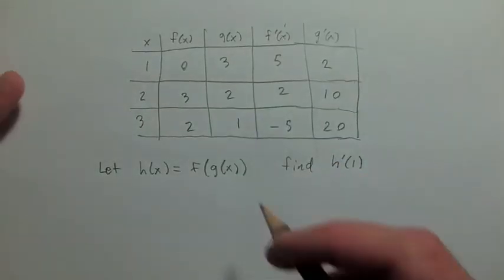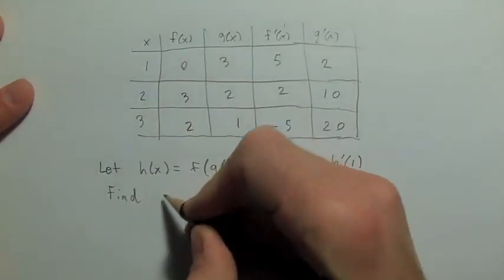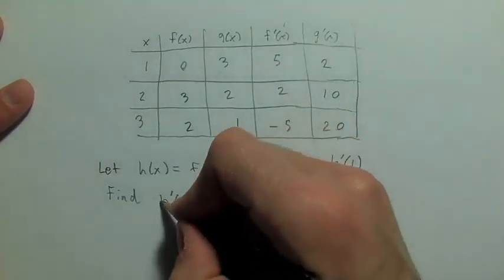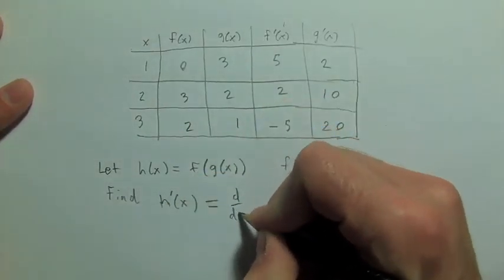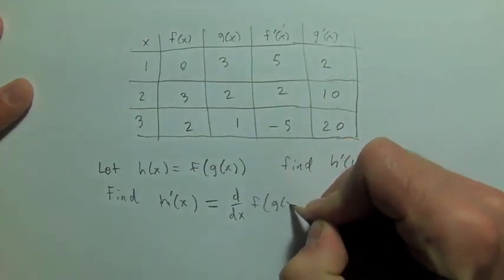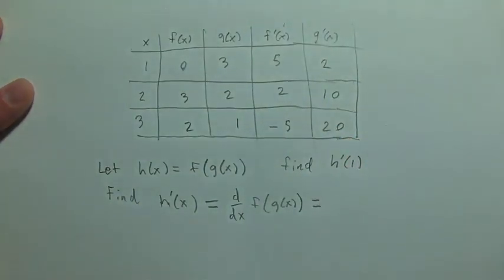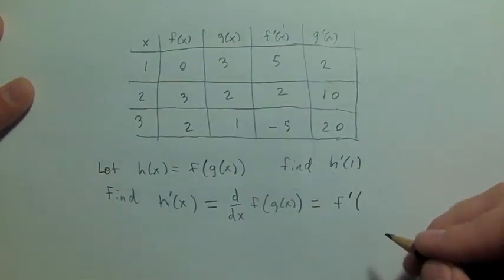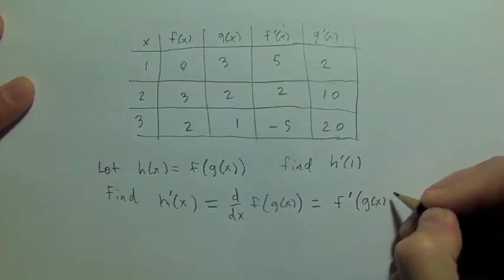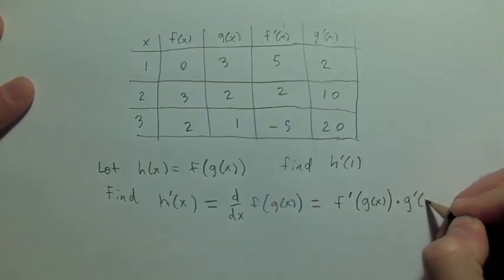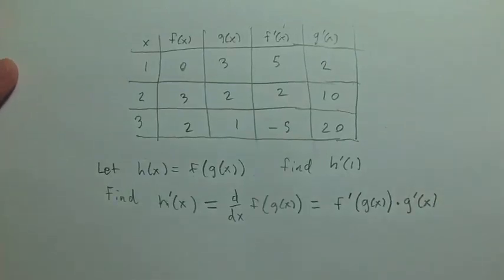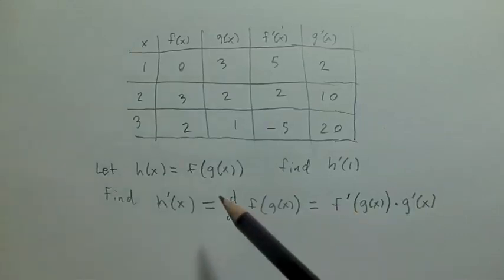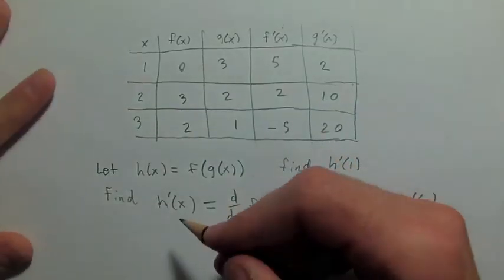So the first thing I want to do is find h prime of x. Now from the chain rule, h prime of x, that will be the derivative of this composition, f of g of x. Right? And by the chain rule, what that really is, it's the derivative of the outside, right, f prime g of x, times the derivative of the inside. Right? So this is by the chain rule. This is what the chain rule has been saying.